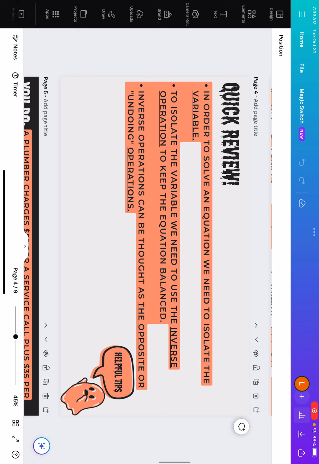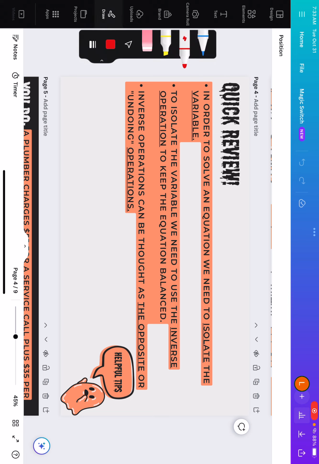So a quick review: in order to solve an equation, we need to isolate the variable. So remember, isolate means to get by itself, right? You have to get the letter by itself, okay? And then to isolate the variable, we need to use inverse operations to keep the equation balanced. Remember, what you do to one side, you do to the other. And inverse operations just means opposite, okay?